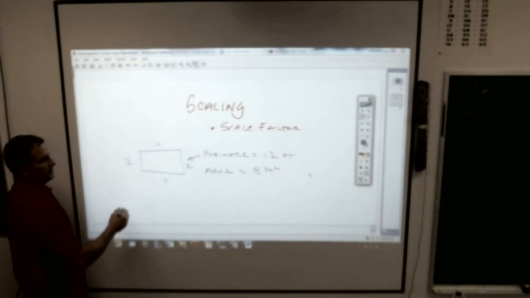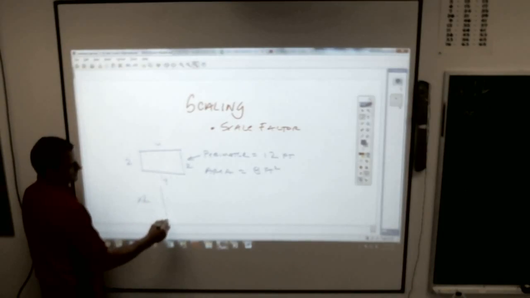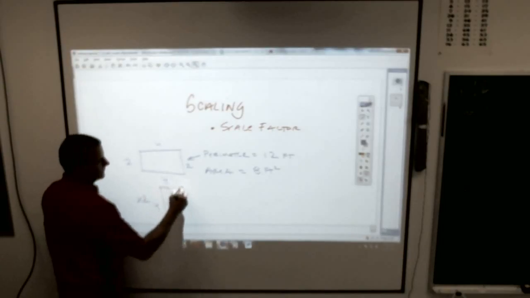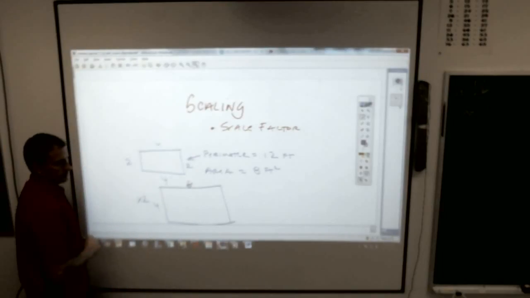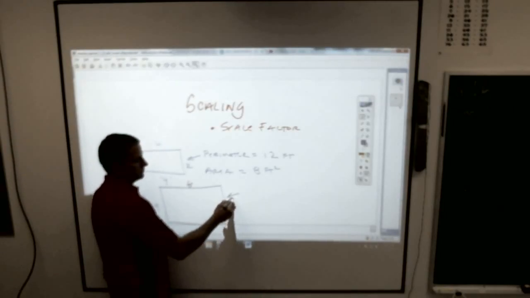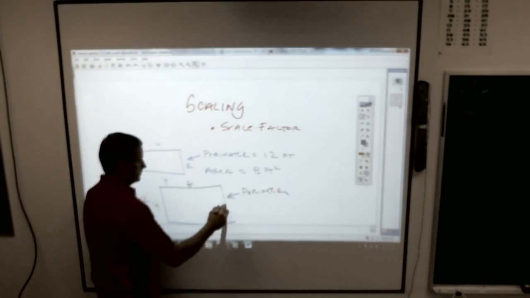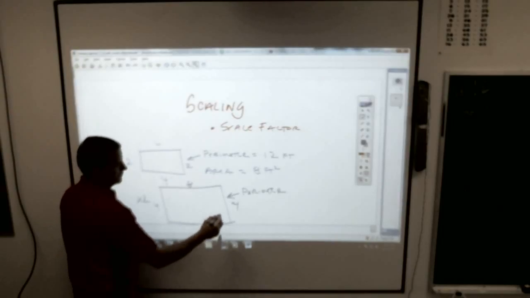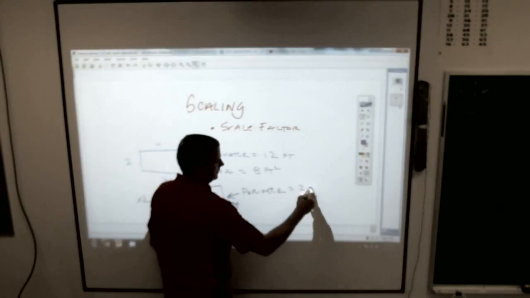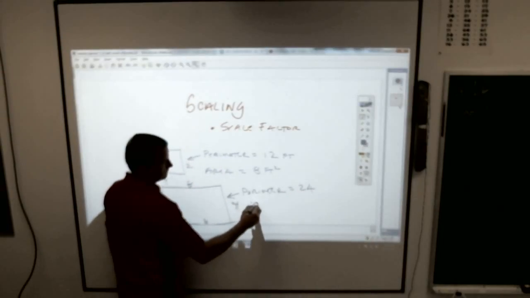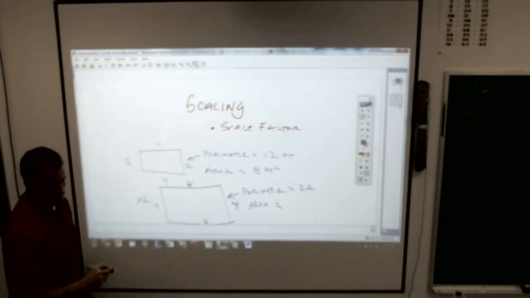So I multiply everything by 2. So instead of that, I times 2 everything, this now becomes a 4 by 8 rectangle. The new rectangle, what is its perimeter? Eight plus 8 is 16, plus 4 is 20, is 24. What is its new area? 8 times 4 is 32.